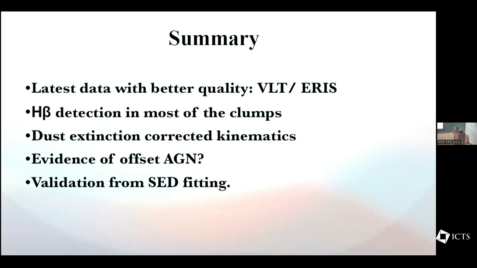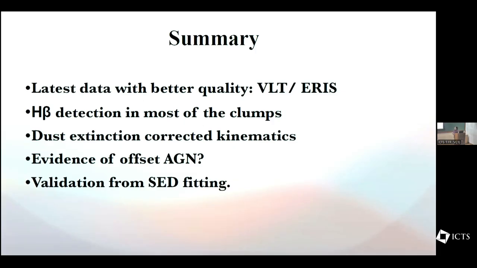Okay, so this is the summary. We got that the data is of better quality. We also found H beta detection in most of the clumps. Here I forgot to mention that in all the clumps we have found that H alpha is greater than O3, which basically states the star formation is dominated by the extinction. And so we got the dust extinction corrected kinematics because we could estimate the dust extinction.